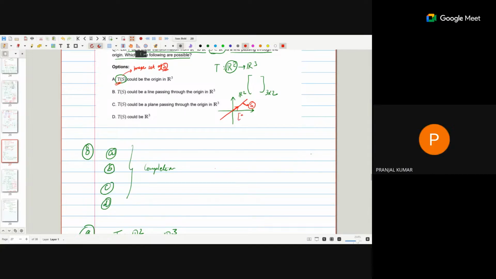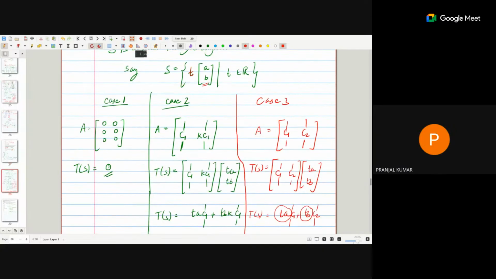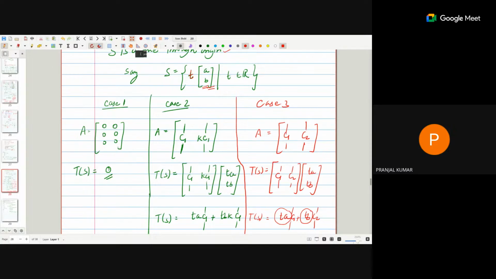Okay. So I can express the whole line S as T of AB, right? A scalar multiple of AB would be representing this line. Yes or no? Yes. Okay, so I've expressed this here.